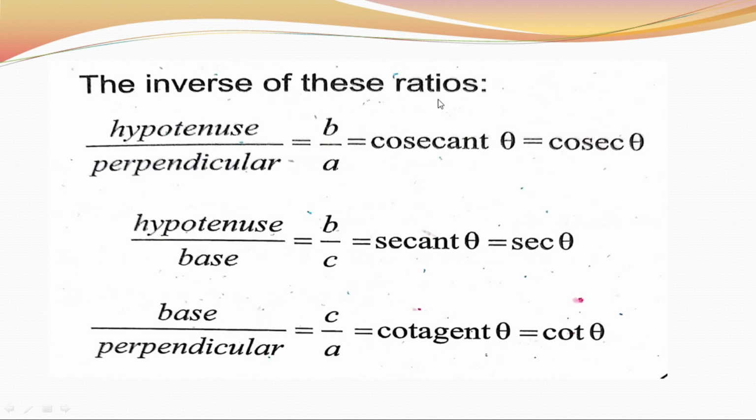The inverses of these ratios are: hypotenuse over perpendicular, meaning B over A, is equal to cosecant theta. Hypotenuse over base is equal to secant theta. Base over perpendicular is equal to cotangent. These are the 6 functions of trigonometry.